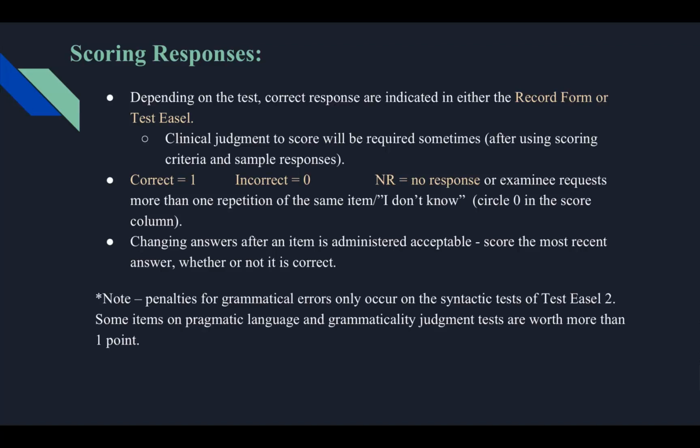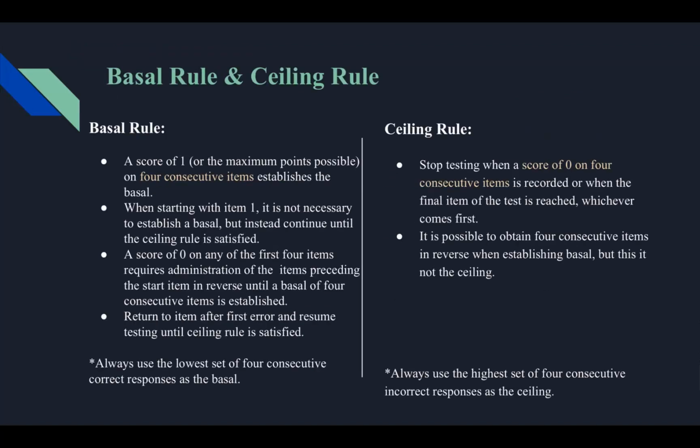A score of 0 on any of the first 4 items requires administration of preceding items in reverse until the basal is established. The ceiling is established when a score of 0 on 4 consecutive items is recorded, or when the final item of the test is reached. It is possible to obtain 4 consecutive items in reverse when establishing the basal, but this is not the ceiling.